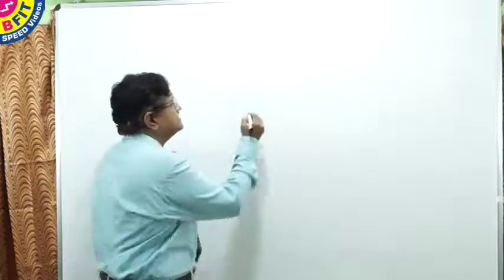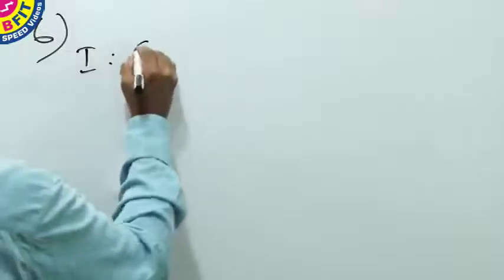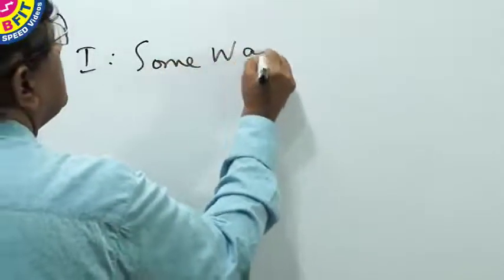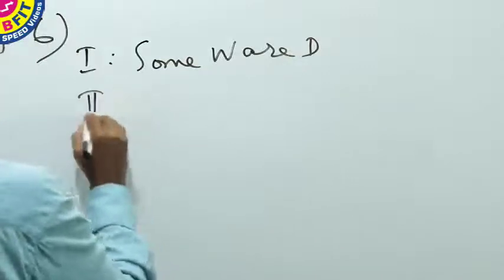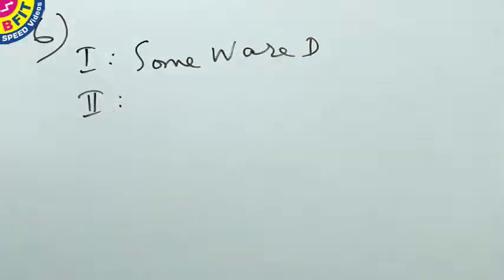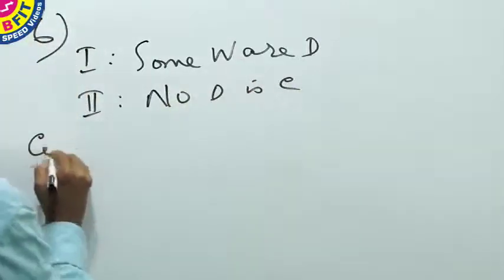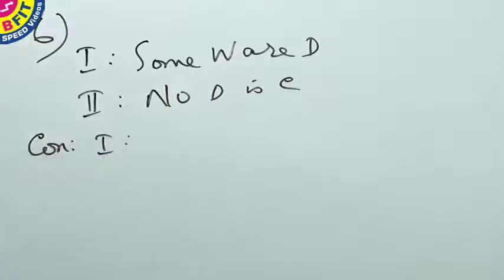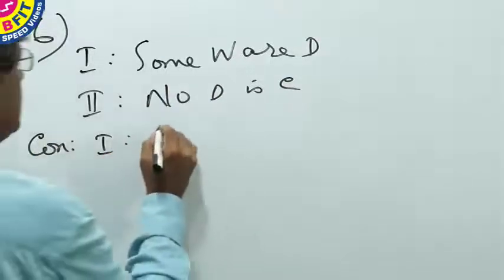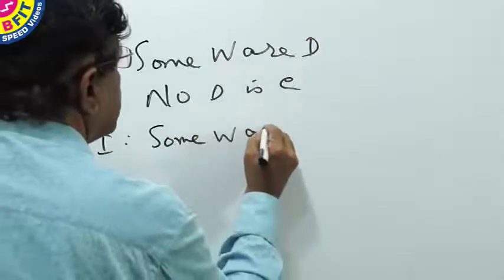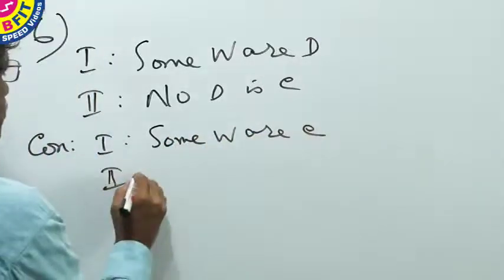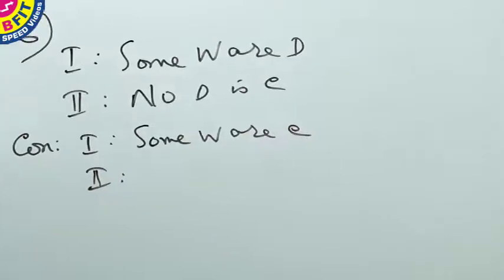Question number 6. Some windows are doors: Some W are D. Statement 2, no door is chair: No D is C. The conclusions we have to test are: conclusion 1, some W are C. Conclusion 2 we have to test is all D are W.